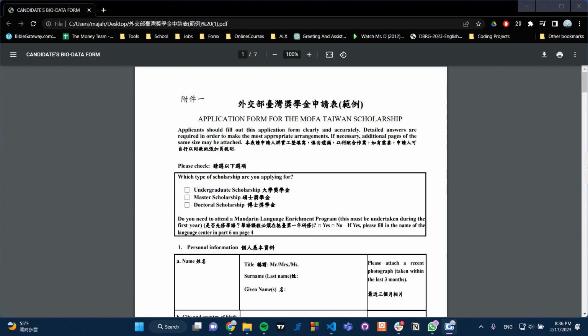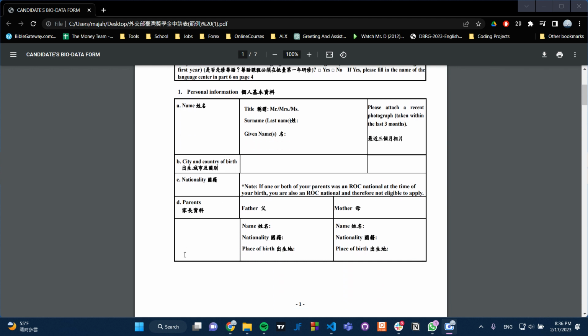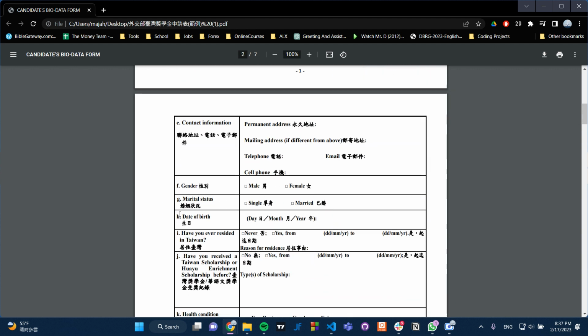So the first part, you just check which degree you will be applying for: undergraduate, master's, or PhD. And then section one, part one, which is your personal information. This one looks so easy. Name and nationality. You also have to put in the details of your parents in section D of part one. So this one seems easy, and I don't think there's a part of it that is confusing.